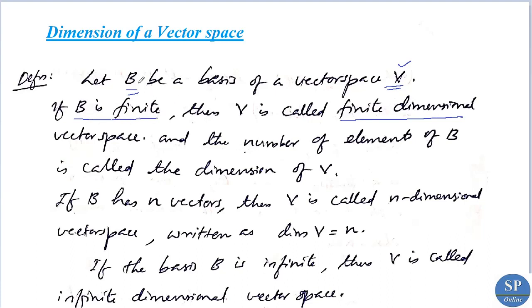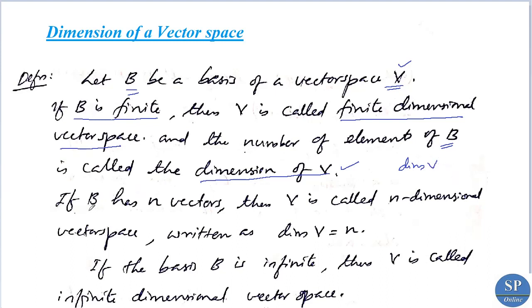That is, if the basis of a vector space V is finite, then the vector space is called a finite dimensional vector space. And the number of elements of basis B is called the dimension of V. It is denoted by dim V.